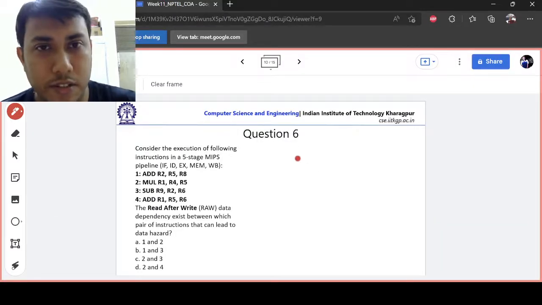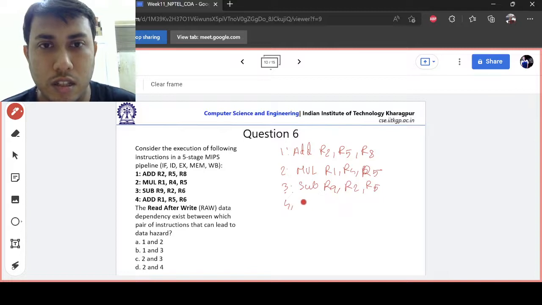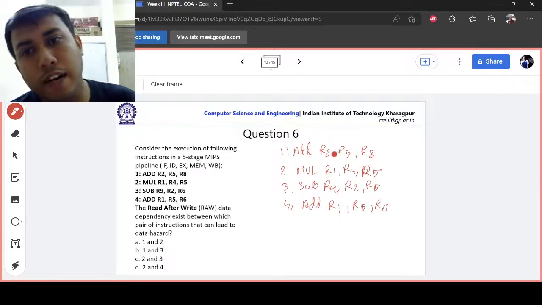So what are the instructions? Add R2, R5, R8; mul R1, R4, R5; sub R9, R2, R5; add R1, R5, R6. So what is read after write instructions?